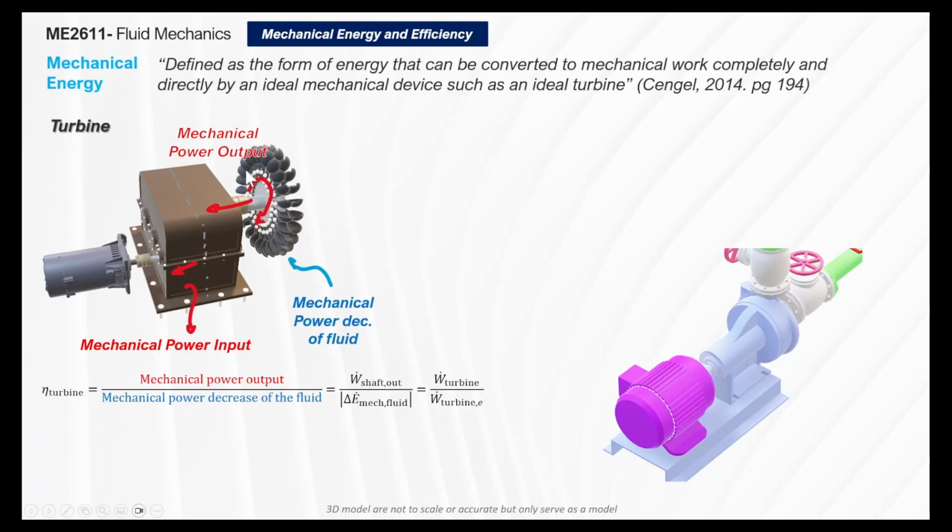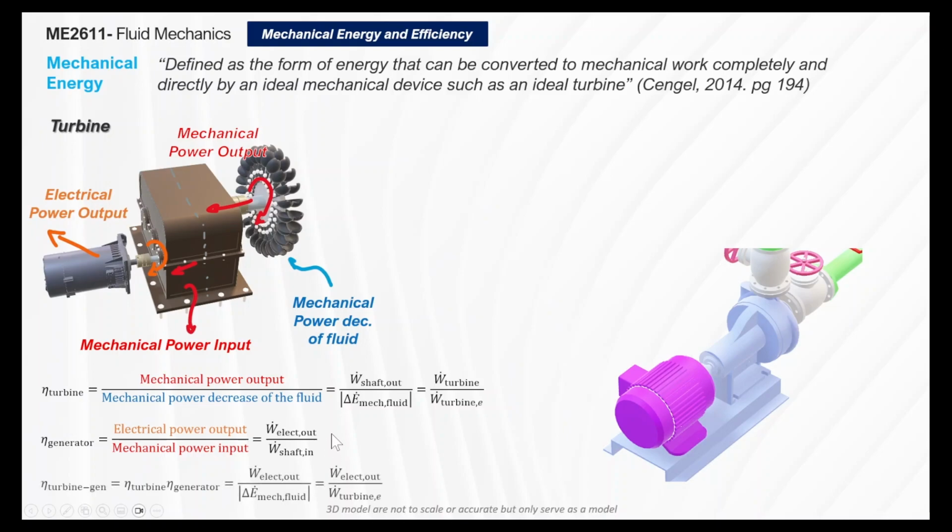From here, your mechanical power output from the turbine now becomes a mechanical power input going to the generator, where it generates electricity. The efficiency of the generator is the quotient of electrical power output over mechanical power input, so electrical work out divided by shaft work in. These are unitless, by the way, since we're talking about efficiency, and normally the ending unit is in percentage.